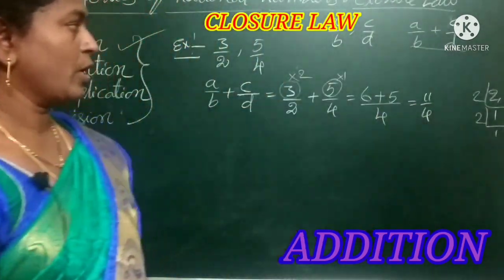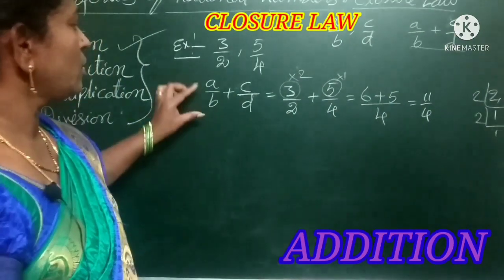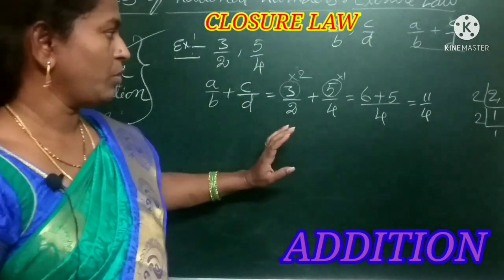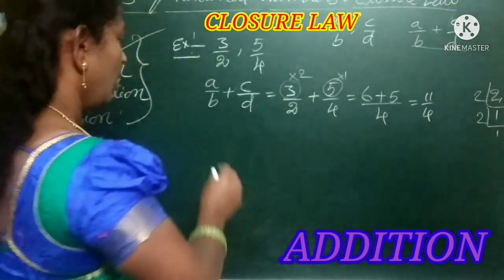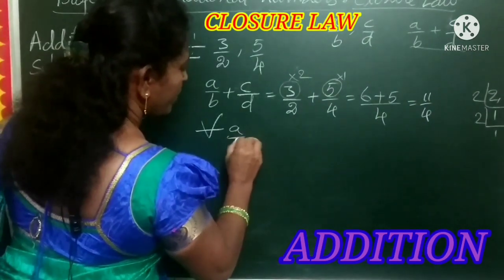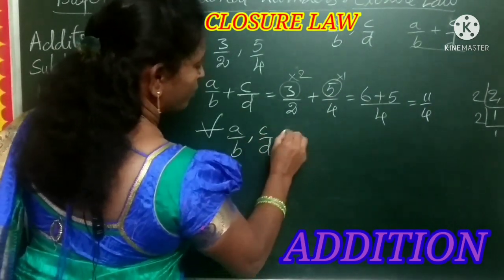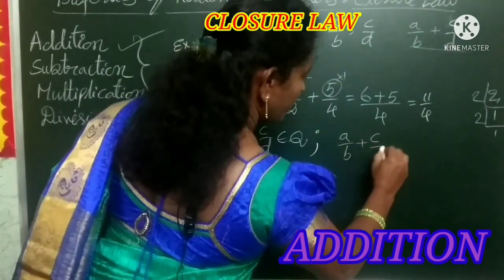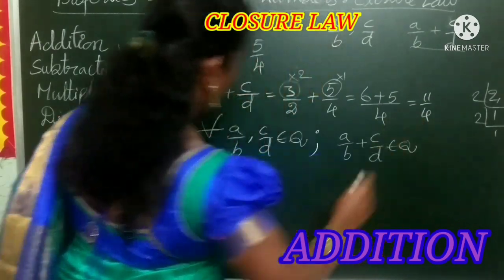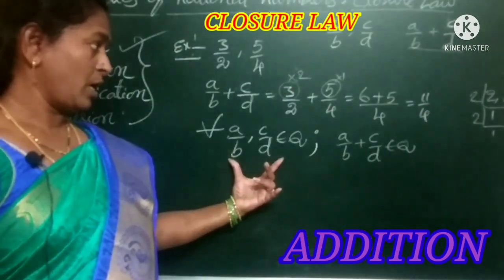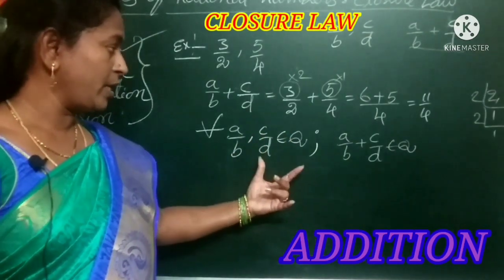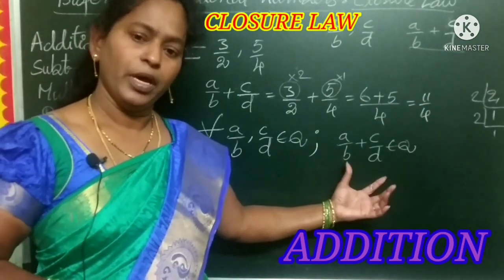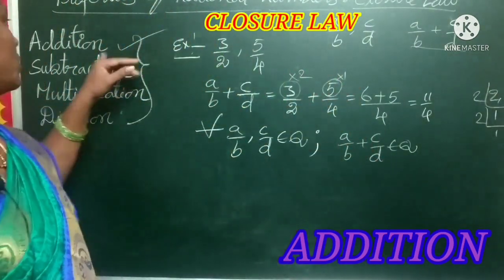So 11 by 4 is also a rational number. Here a by b and c by d, meaning 3 by 2 and 5 by 4, are two rational numbers and their sum is also a rational number. Means for all a by b and c by d belonging to Q, a by b plus c by d belongs to Q. So rational numbers are closed under addition.